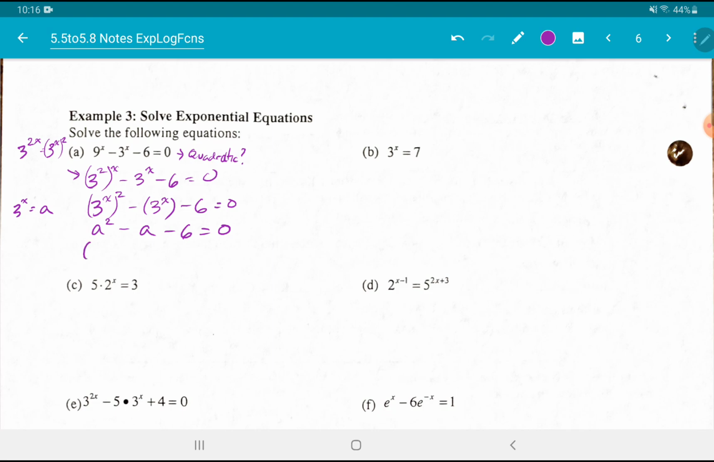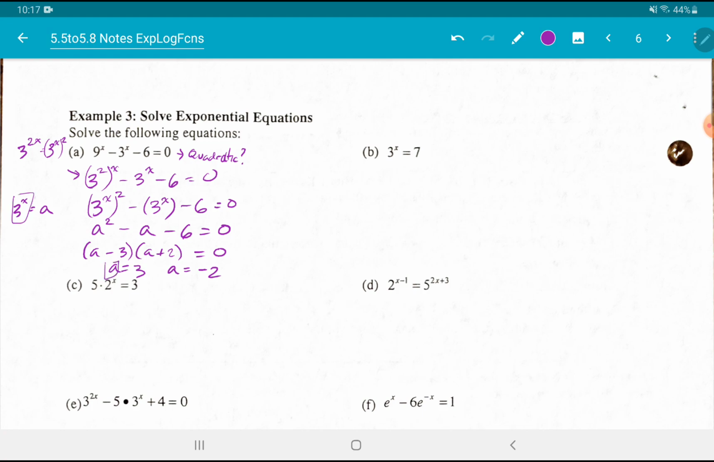What we get is a minus 3 times a plus 2 equals 0. So therefore, based on the zero product property, a is equal to 3, and also a is equal to negative 2. Don't stop there. Don't box your answer yet. Are we solving for a? No, we're solving for x. What is a? A is 3 to the x.